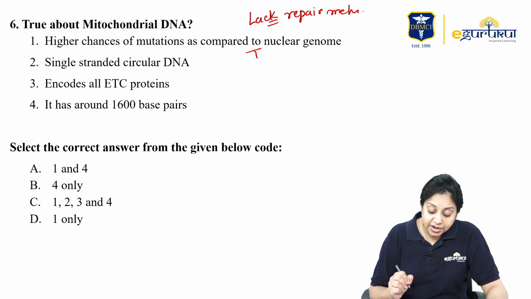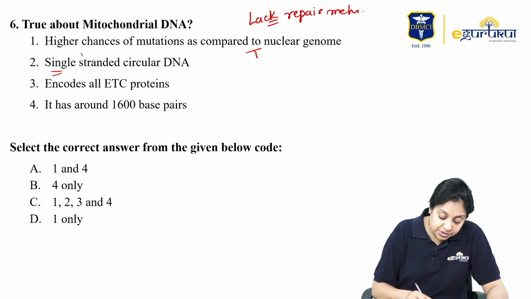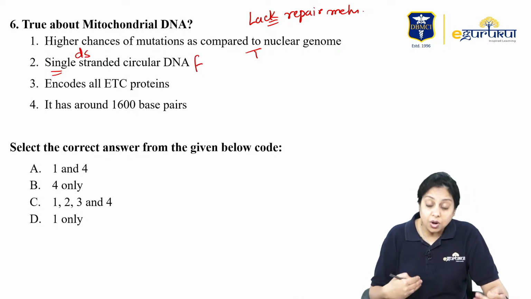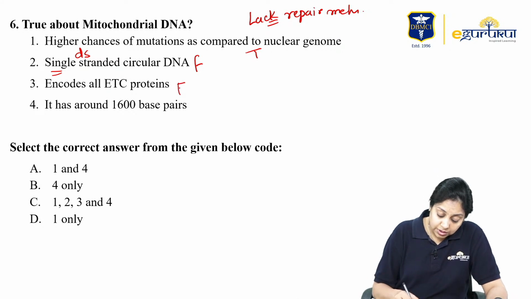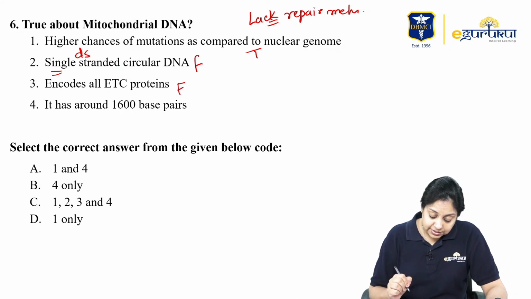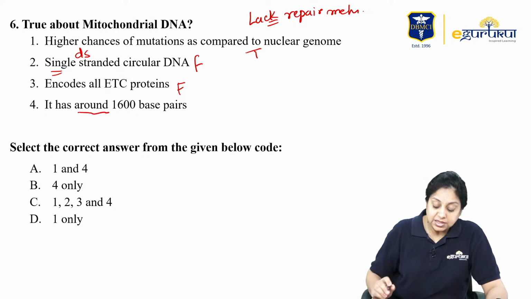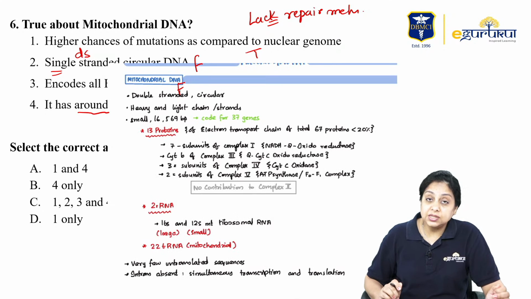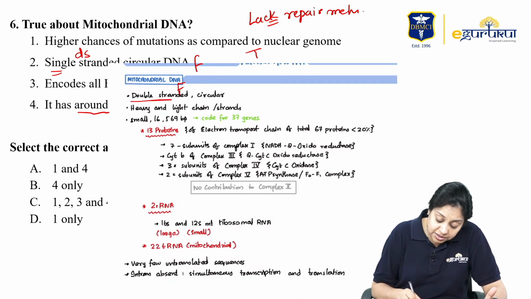Are they single-stranded circular DNA? They are double-stranded circular DNA. So this is false. Do they encode all the electron transport chain proteins? No, they don't. It has around 1600 base pairs. So this is what, from our notes for the mitochondrial DNA: double-stranded circular.